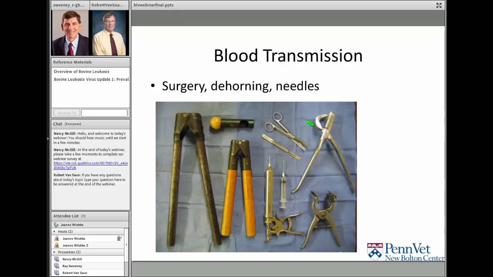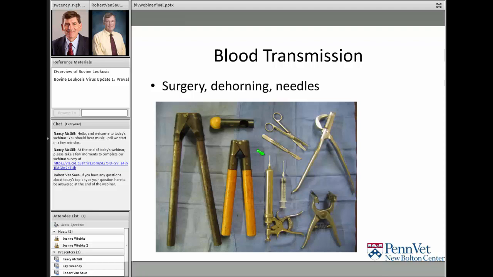The second would be other surgical instruments like castration instruments, potentially tattooing instruments, those little needles that poke into the ear, and they could be contaminated with a drop of blood. Remember, I said it's only just one drop of blood. And also using common needles, repeat dose syringes.